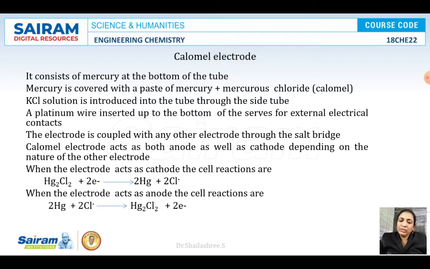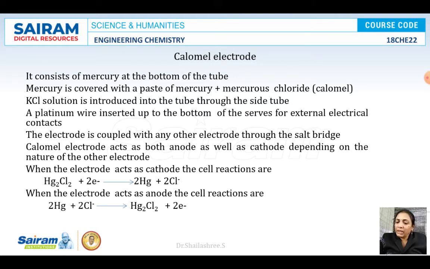There will be a side tube that is used to fill the KCl solution, and there will also be a salt bridge to maintain the concentration of the ions. The calomel electrode can act as both anode as well as cathode, depending on the nature of the other electrode.